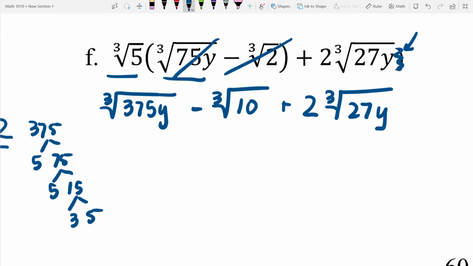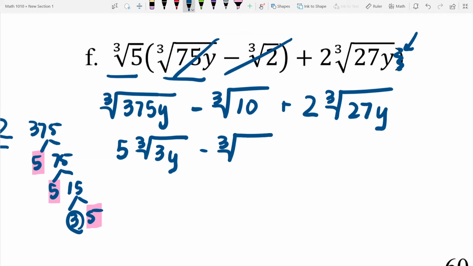This is a cubed root. So look, 1 5, 2 5s, 3 5s. So those 3 5s come out as a single 5. It's a cubed root. This poor 3 right here is stuck inside, and the y is also stuck inside. The cube root of 10 does not simplify because 10 breaks down into 2 times 5. I don't have any cubes.